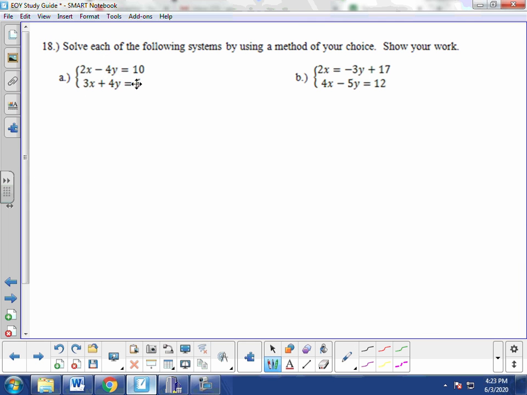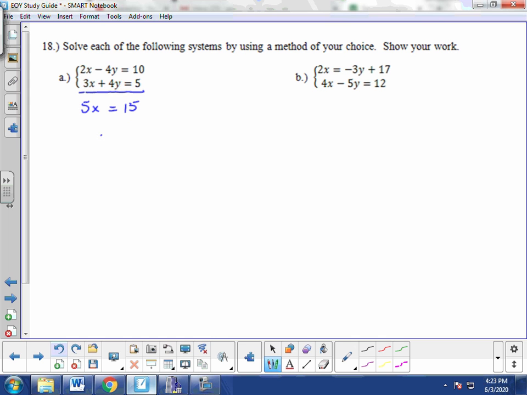And this first one, I'm definitely going to go ahead and do elimination, because I can see right away that if I add the first equation to the second equation, what I'm going to get is 5x. The y's will eliminate each other, equals 15. Then I can do a quick division. x equals 3. So x equals 3 is one of my solutions.